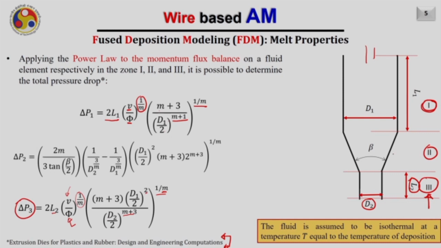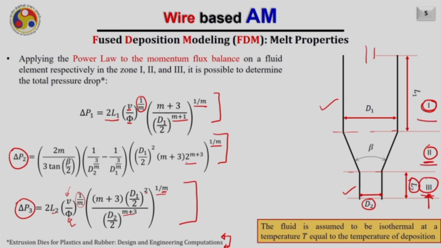Also, the pressure drop in zone 2, which is not straight like zone 1 and zone 3, it is having a conical region, will be given as delta P2 equals 2m divided by 3 tan(beta by 2), bracket 1 upon d to the power 3 by m minus 1 upon d1 to the power 3 by m, bracket (d1 by 2) square into m plus 3 into 2 to the power m plus 3, to the power 1 upon m. So, by utilizing these formulas, we can predict the pressure drop required in zone 1, zone 2 and zone 3.